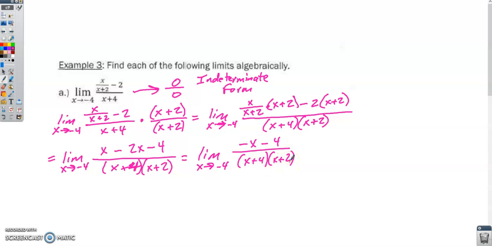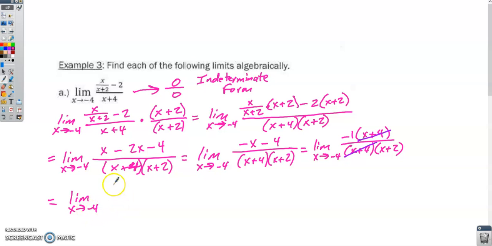If it's not immediately obvious that we're looking for a factor to cancel here, if I factor a -1 out of the numerator, we see that we indeed have a matching factor of x plus 4 in the numerator and in the denominator. So then I can go ahead and cancel those out. This becomes the limit as x goes to -4 of -1 over the quantity x plus 2. Then I'm going to substitute -4 in there. That's -1 over -4 plus 2. And so we end up with a limit of 1/2.